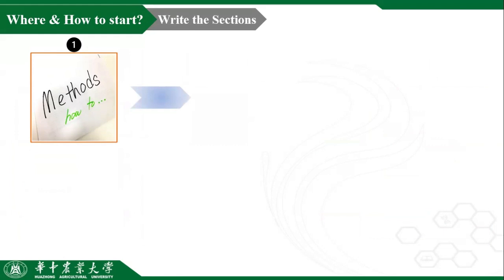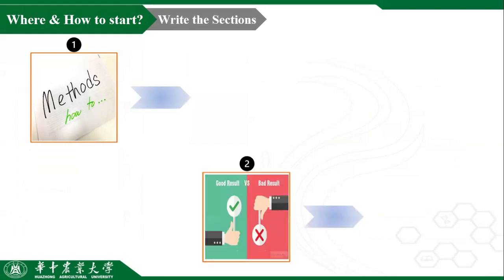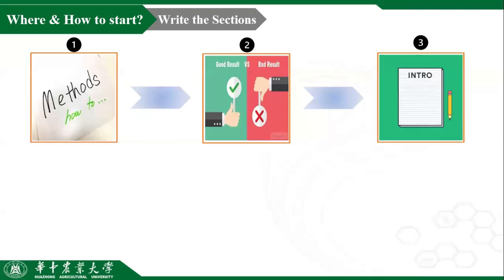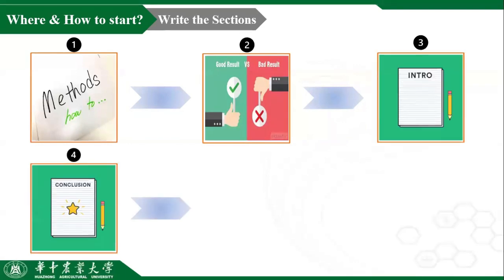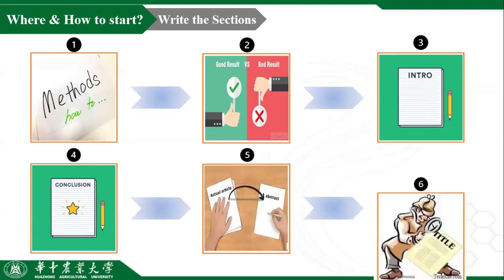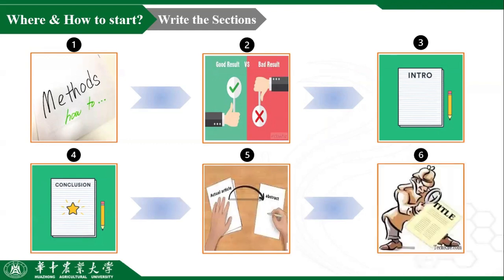So from where you start, my suggestion is to start with the methodology. The first part to write is the method, and we will say why later. Then you write the result and discussion, with the good results and the bad results. Then introduction, conclusion, abstract, and finally the title.